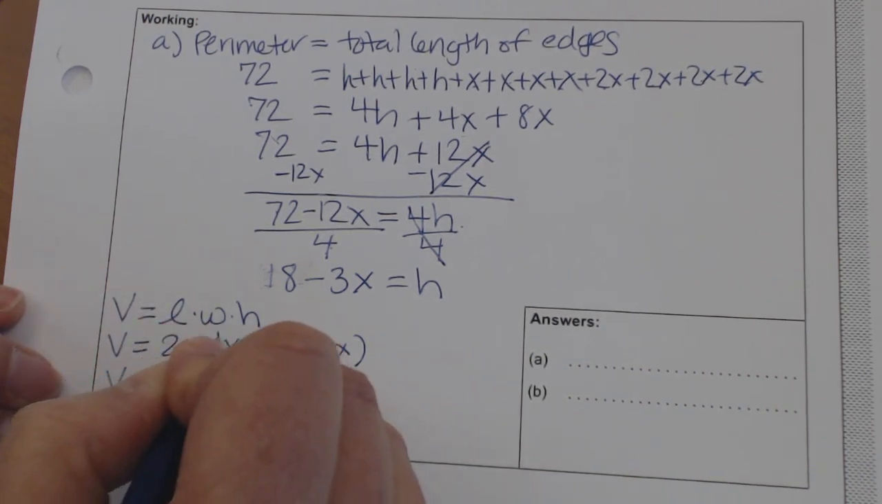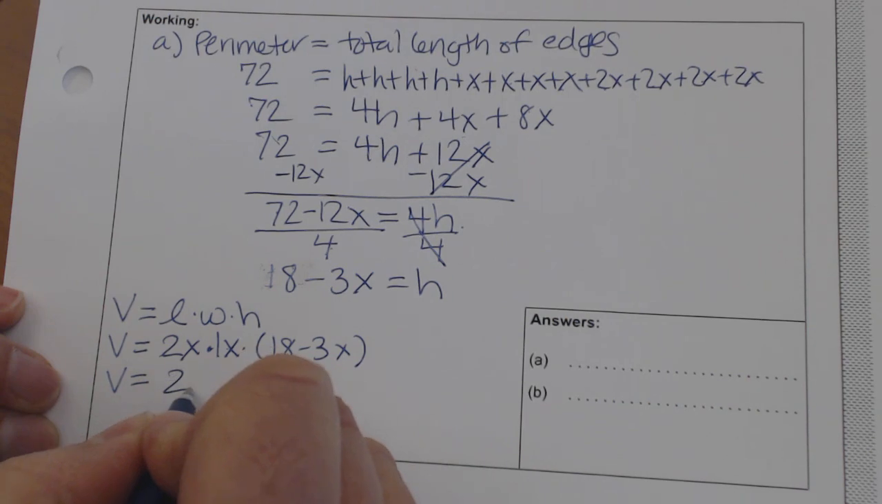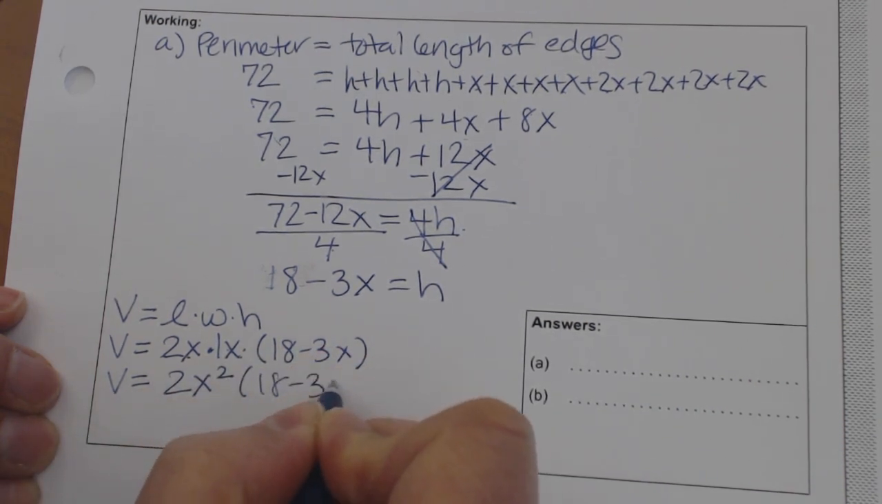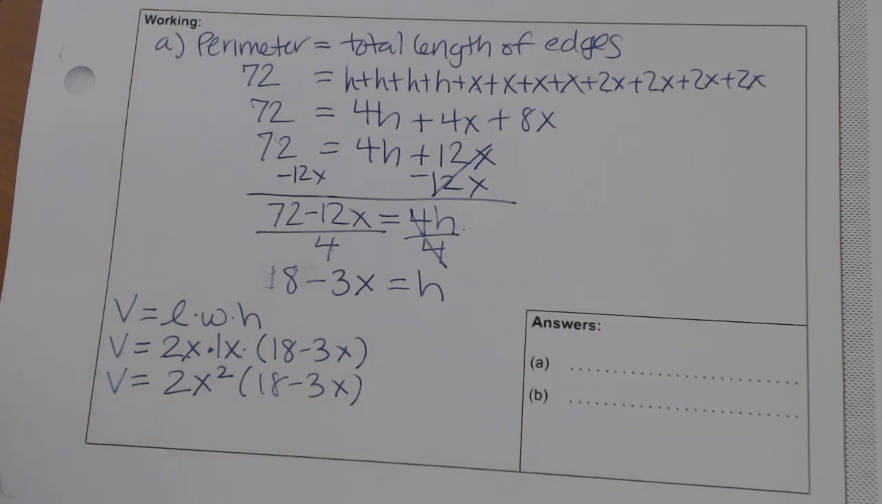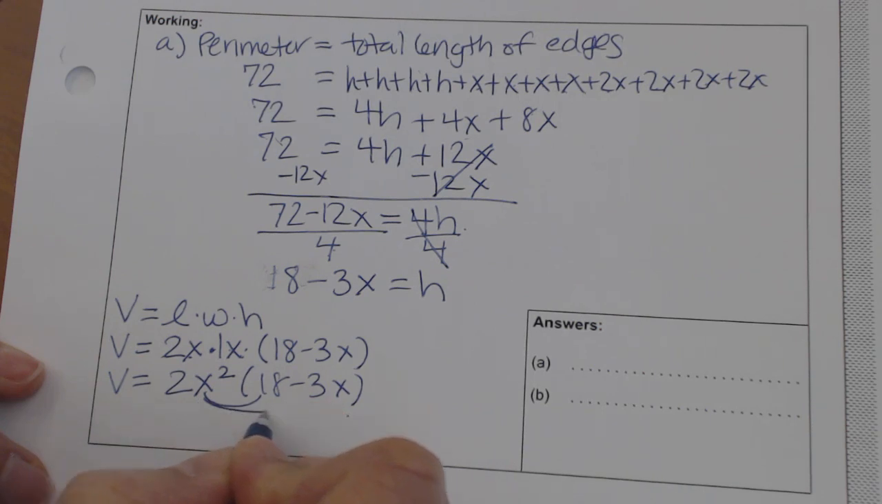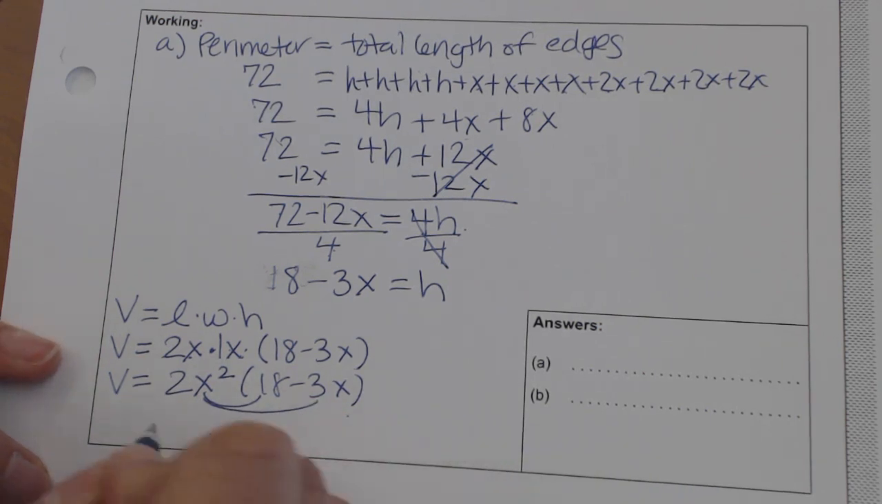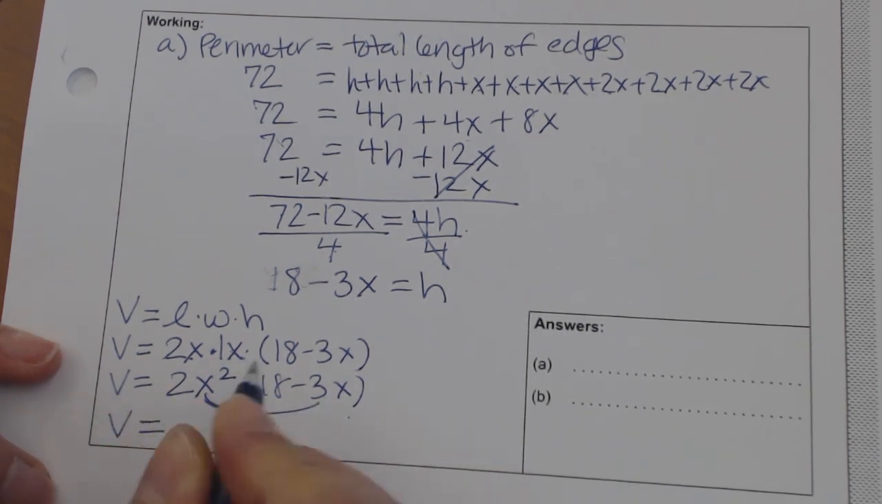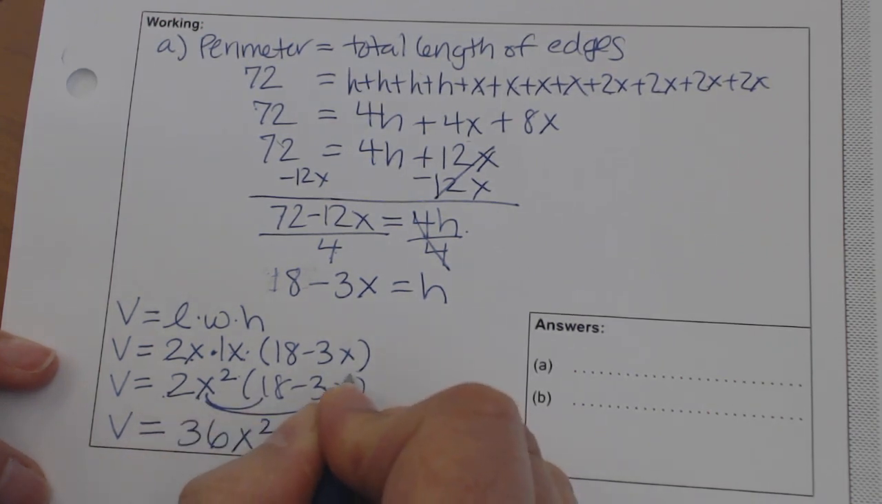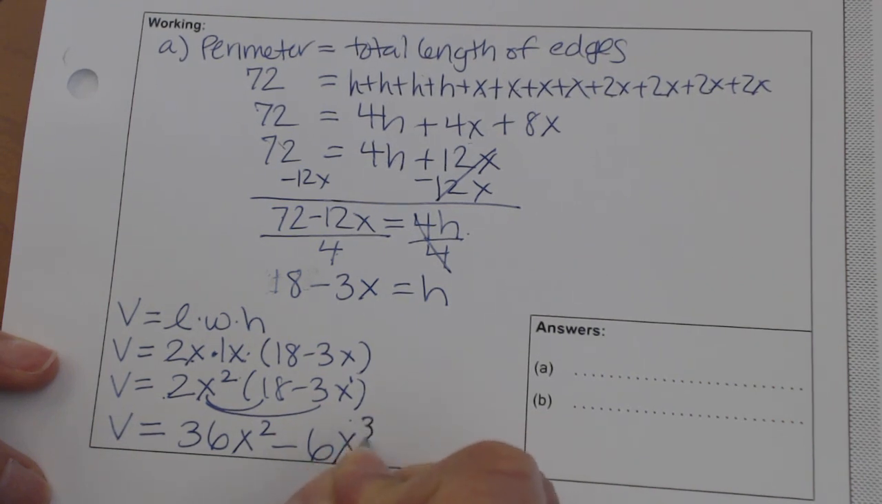So V equals, this is really a 1, so 2 times 1 is 2, x times x is x squared, times 18 minus 3x. Now I have multiplication here, I have parentheses. I am going to get rid of those parentheses by distributing the 2x squared. So V equals 2 times 18 is going to be, there's my 36x squared, 2x squared times negative 3x, 2 times negative 3 is negative 6, x squared, this is really x to the first, we add the exponents, x to the third.